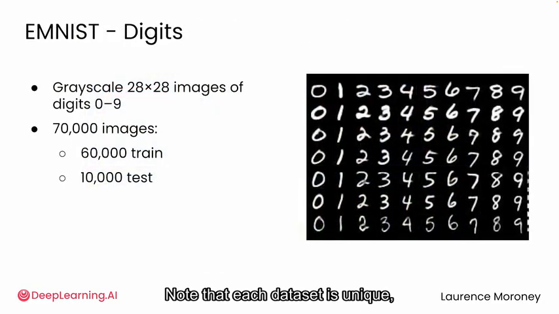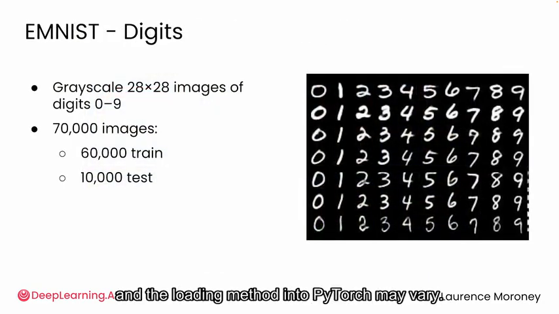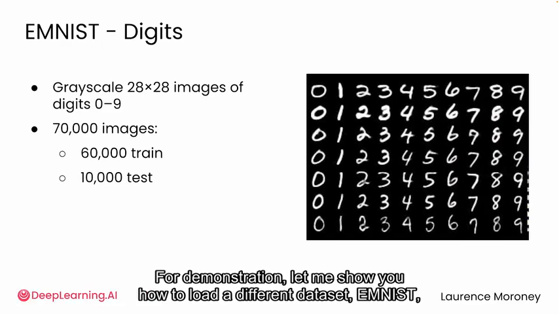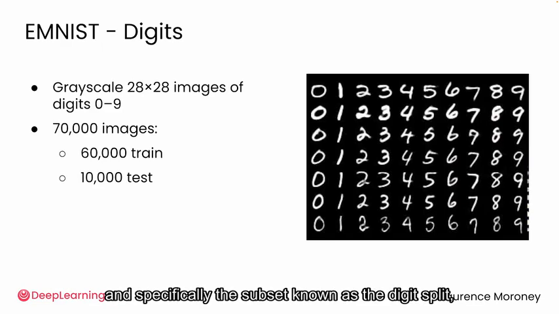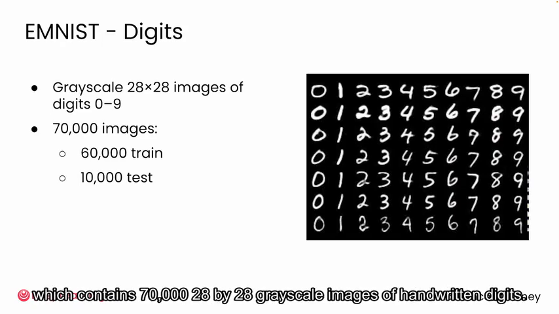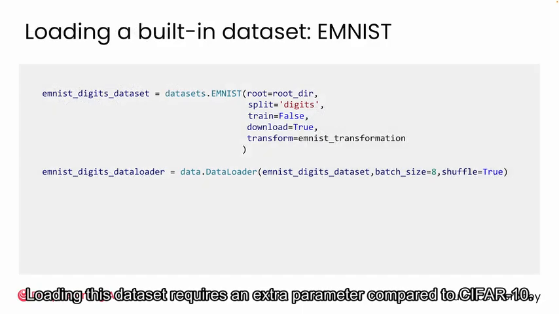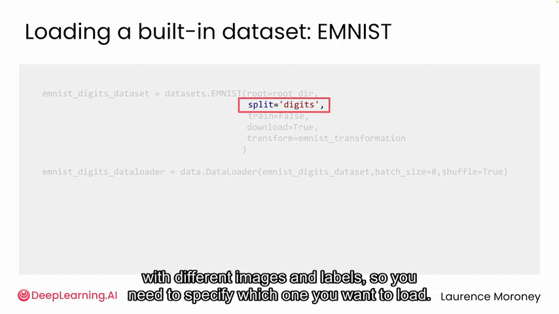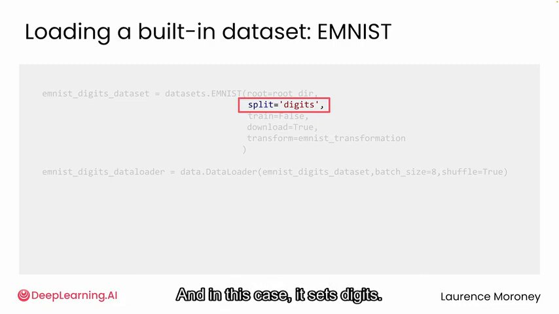Note that each dataset is unique, and the loading method into PyTorch may vary. That's why it's crucial to carefully read the documentation from each dataset. For demonstration, let me show you how to load a different dataset, EMNIST, and specifically the subset known as the digit split, which contains 70,000 28 by 28 grayscale images of handwritten digits. Loading this dataset requires an extra parameter compared to CIFAR 10. EMNIST comprises 6 different subsets, or splits, with different images and labels, so you need to specify which one you want to load. And in this case, it's set to digits.